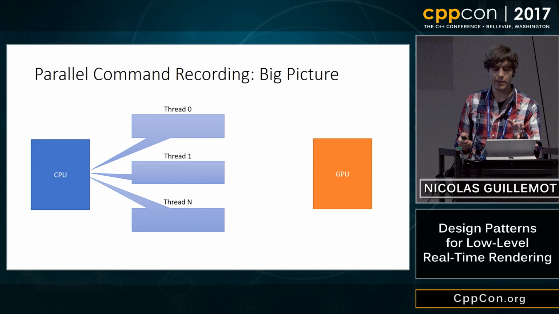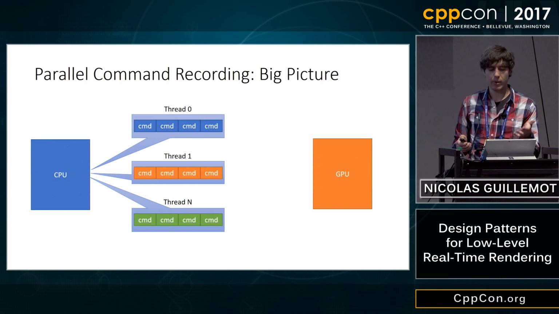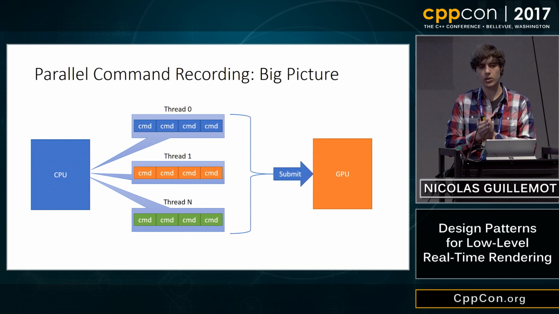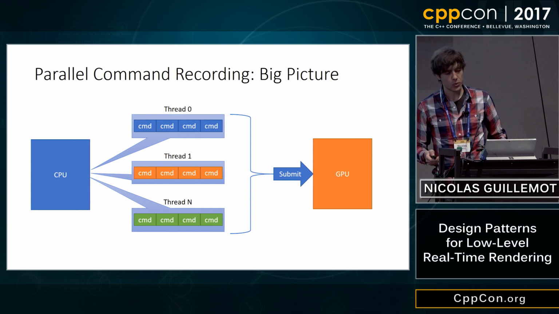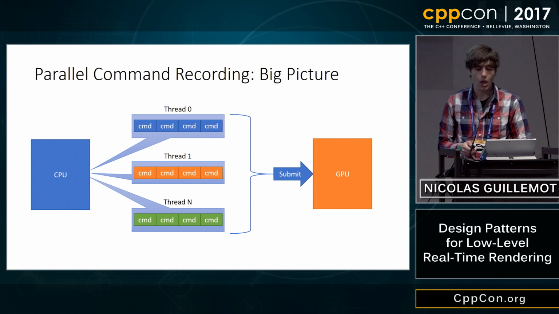So in this scenario, the CPU creates multiple threads, and each of these threads can record command lists in parallel. And when they're all done creating their command list, you can bundle them up together and submit them all to the GPU all at once. And this has been proven to make some pretty big advantages when you have a lot of work to do.